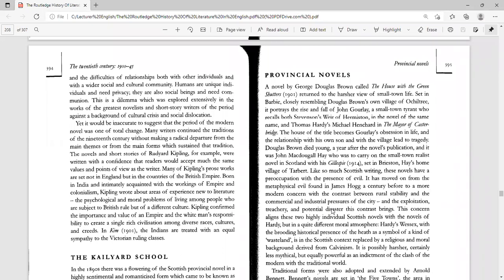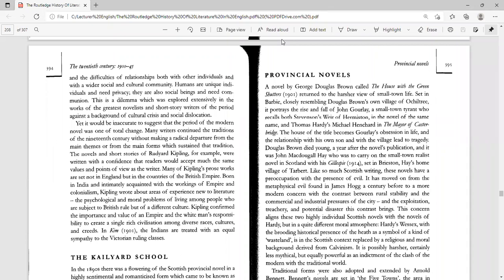Humans are unique individuals and they need privacy. They are also social beings and they need communion. So social communion and personal privacy, that was a dilemma which was explored in the works of modern novelists.